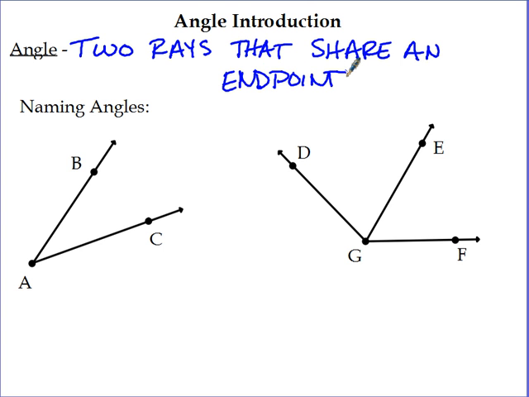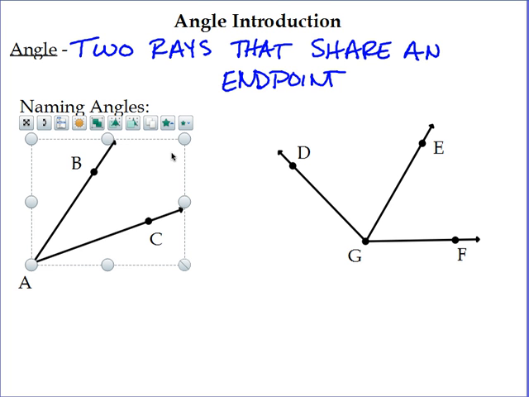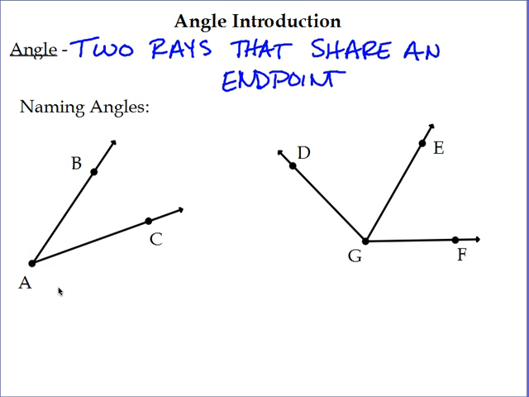So I can see over here, I have two rays here, ray AB and also ray AC, that come together and share this endpoint A. So that's my first angle, and I can see over here there's actually three angles. I have this angle in here, and I have this angle over here, but I also have this big angle here. So really there's three angles there. And we're going to talk about how to name these angles.